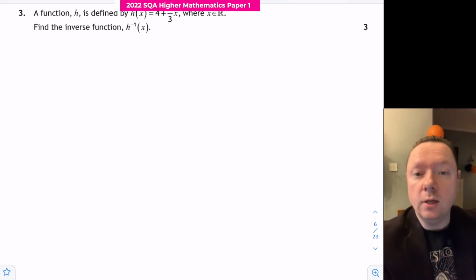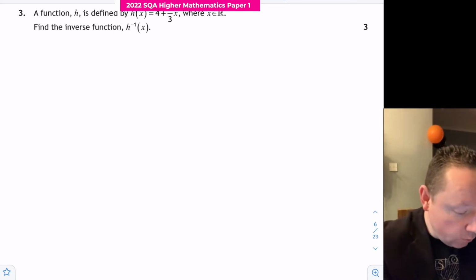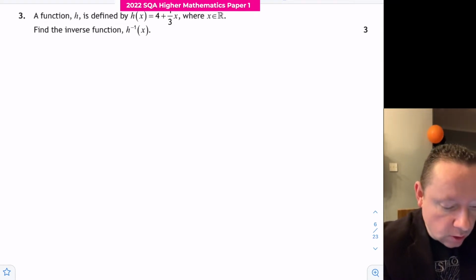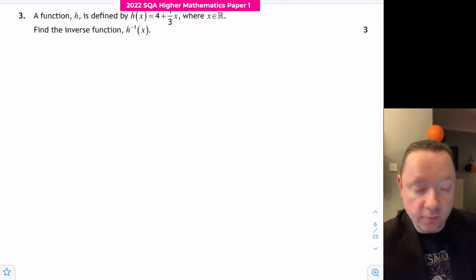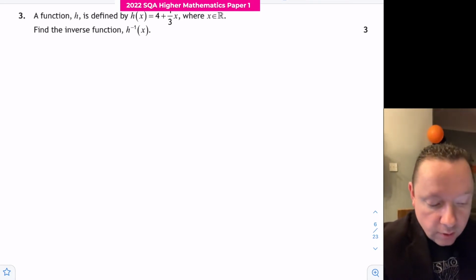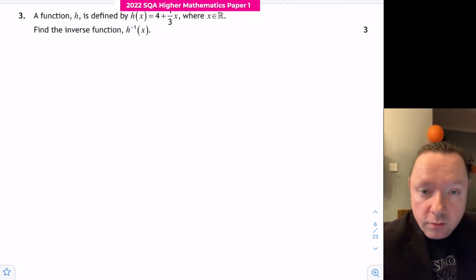SQA Higher Maths 2022 Paper 1 Question 3 was: a function h is defined as h of x equals 4 plus a third of x, where x is a member of the real numbers. Find the inverse function h to the negative 1 of x. And this is worth 3 marks.